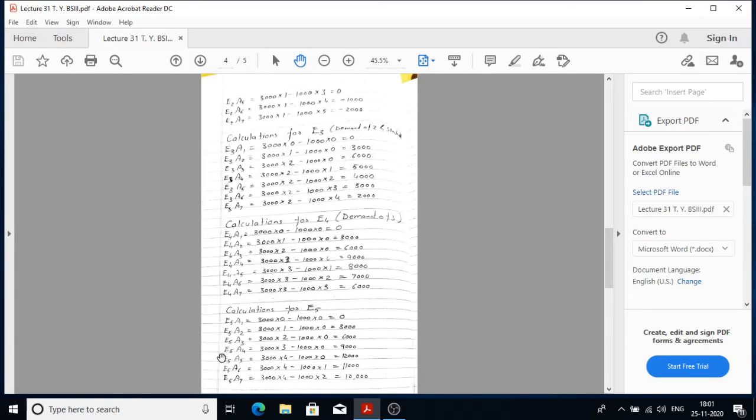E5 A4. Demand is for 4 boats, but we have stock of 3 boats. So we can sell 3 boats. So 3000 into 3, the answer becomes 9000.